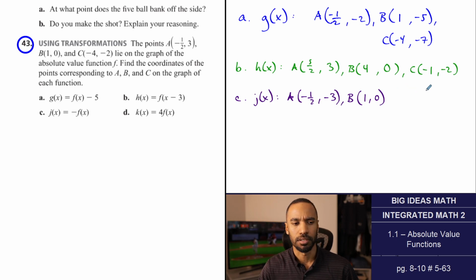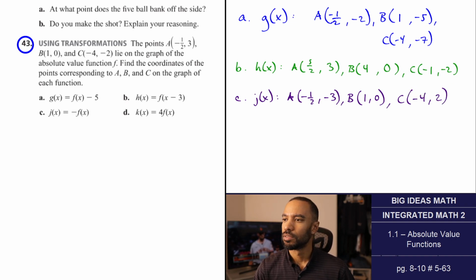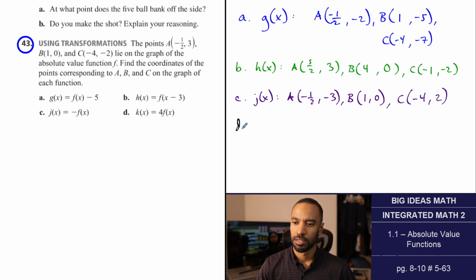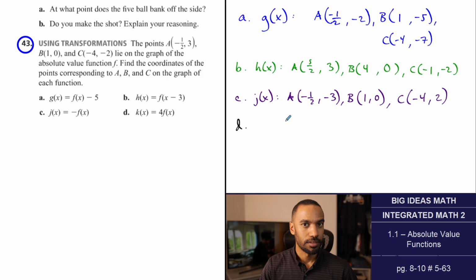Does that make sense? I don't know. C goes from, I don't know if that makes sense, -4, -2 to -4, 2. Okay, and the last one, D, vertically stretched by a factor of 4. That's the y values, right?